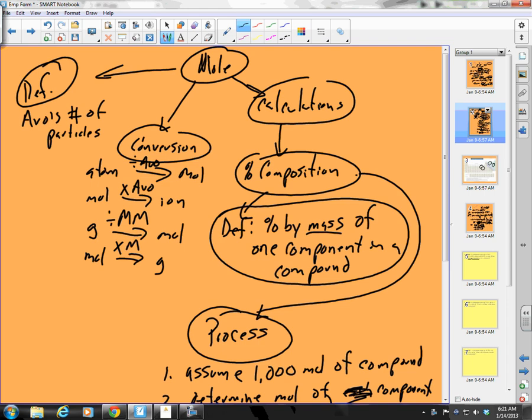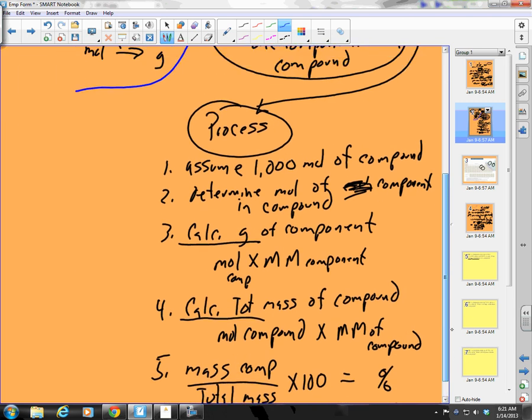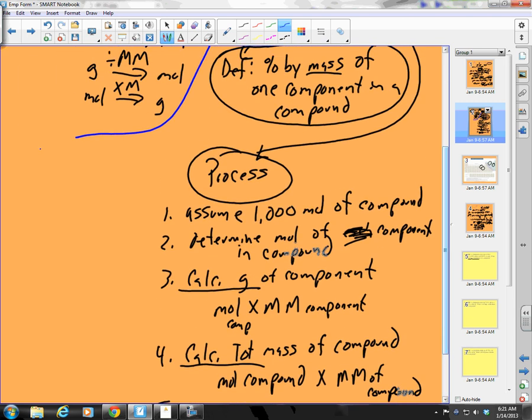We have this beautiful concept map of the mole. We talked about the definition here. We talked about conversions. And last time we started talking about calculations. And one calculation we talked about was the percentage composition. Now, empirical formula is another one of these calculations. So let us go over here and talk about empirical formula.